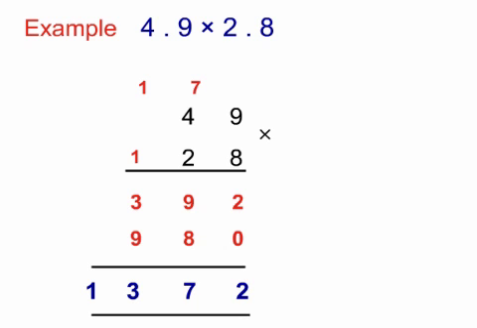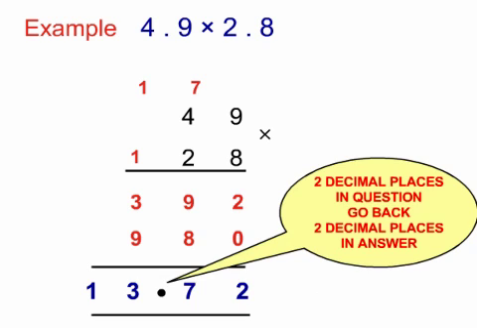Remember the rule. How many decimal places are there in the question? There are 2. There's a 9 and there's an 8. So there are 2 decimal places, which means that we must move the decimal point back 2 places from the right hand side. In other words, the answer to this question is 13.72.